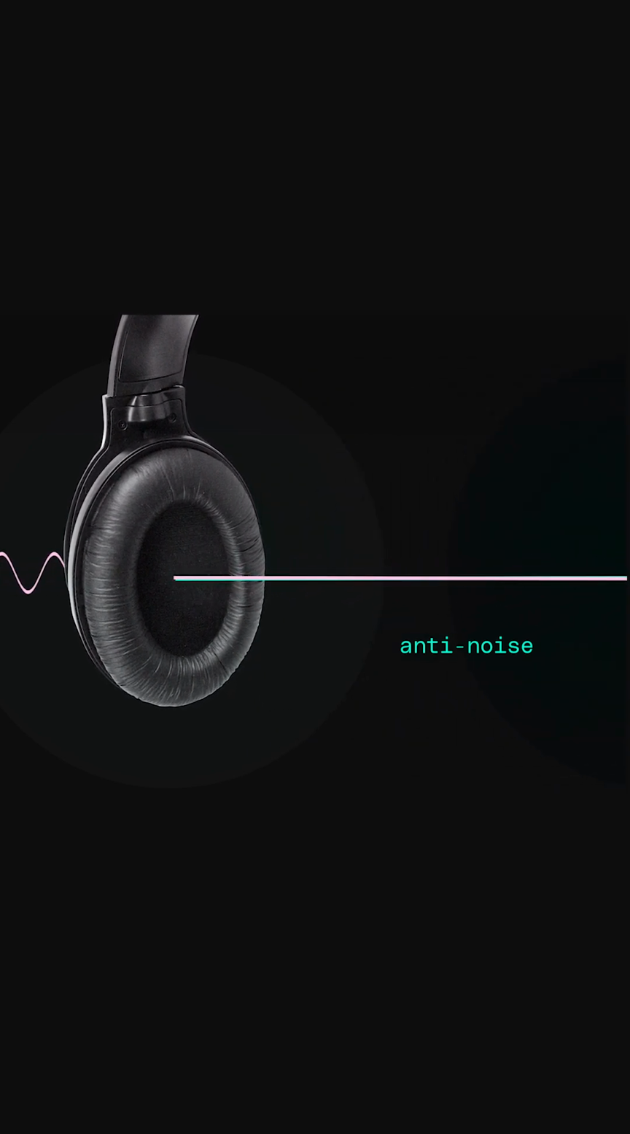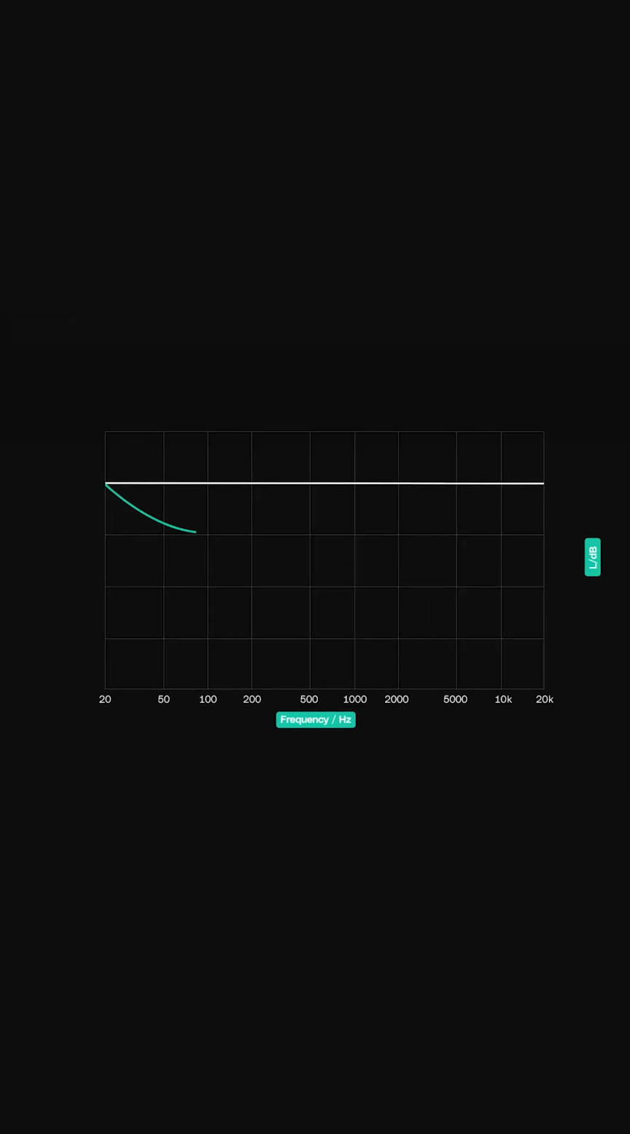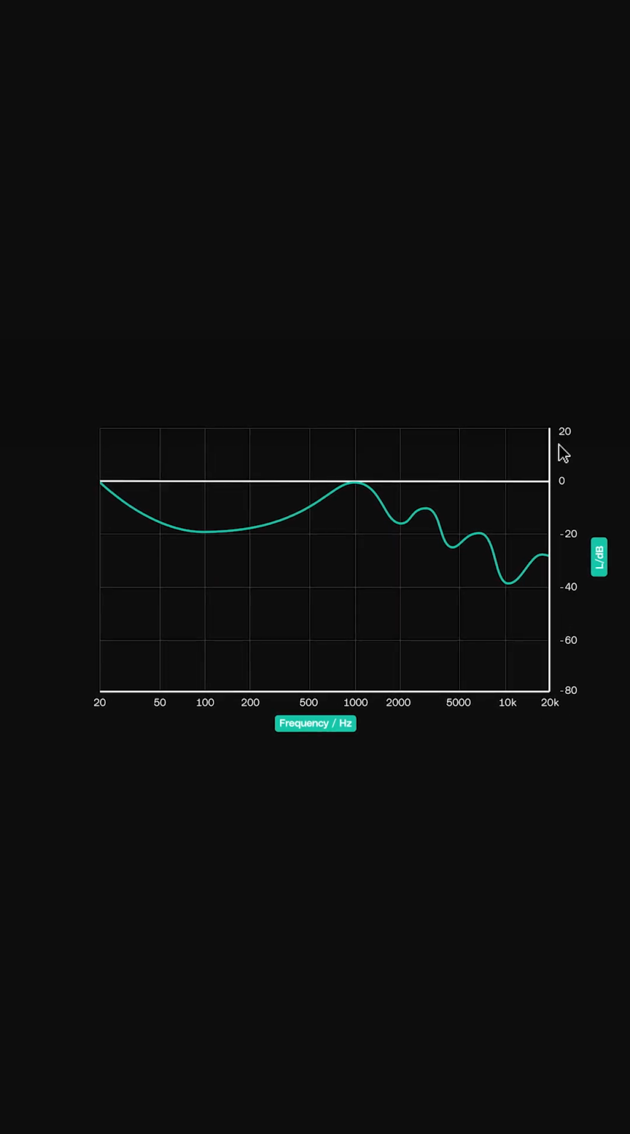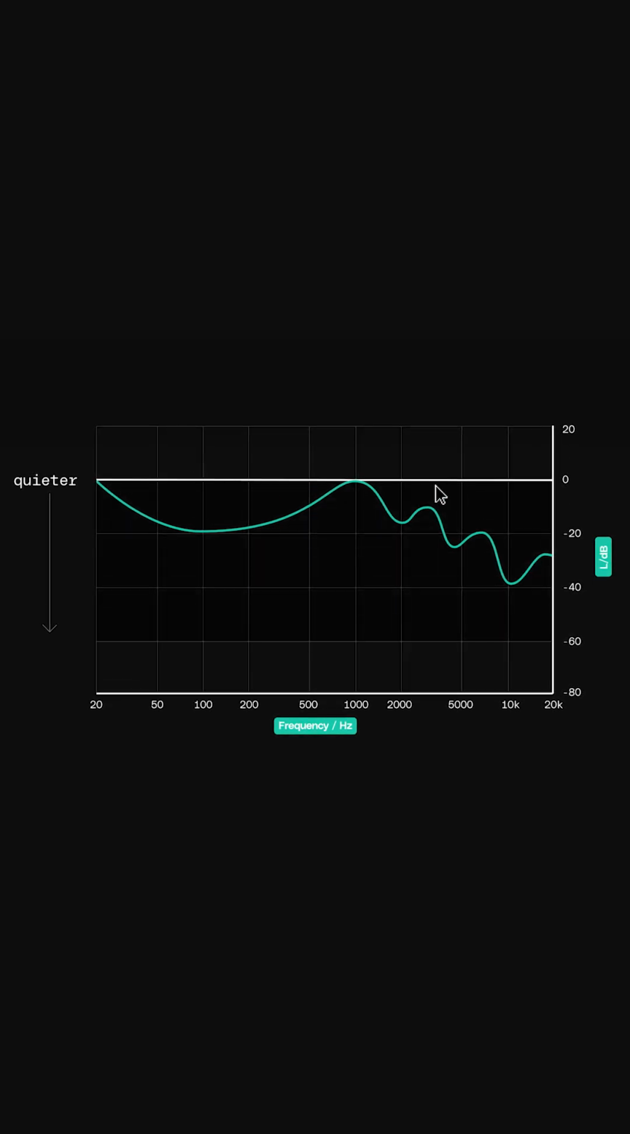The result isn't complete silence. Here's a graph of how much sound the QC1 can reduce. The x-axis is the frequency, and the y-axis is the change in the decibel level of the sound. Anything under this line is quieter.